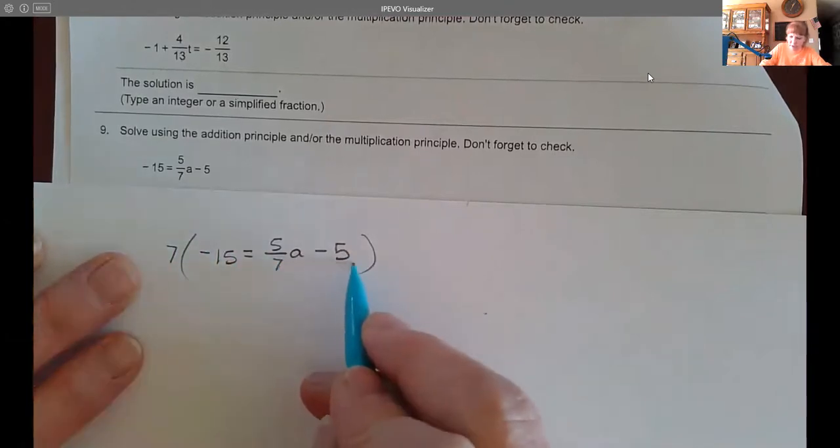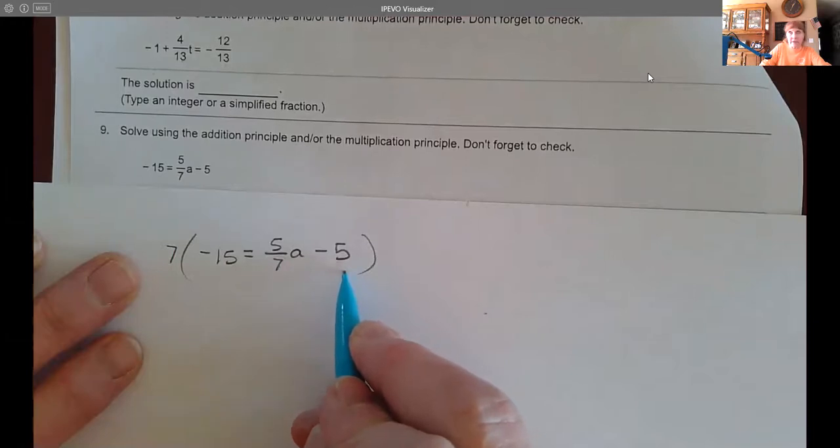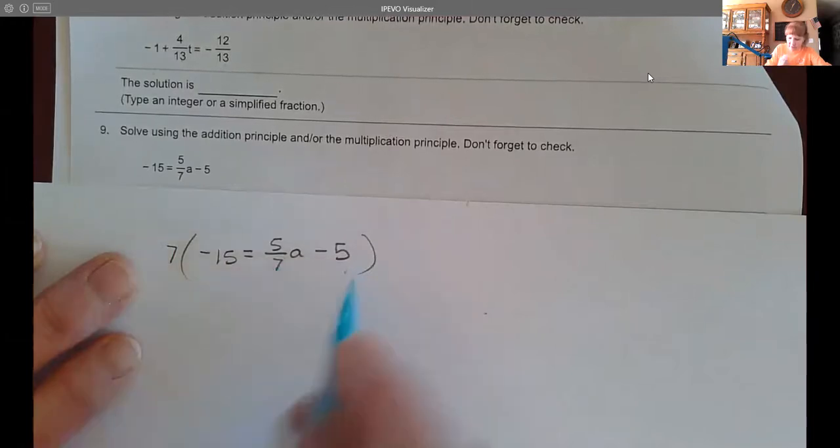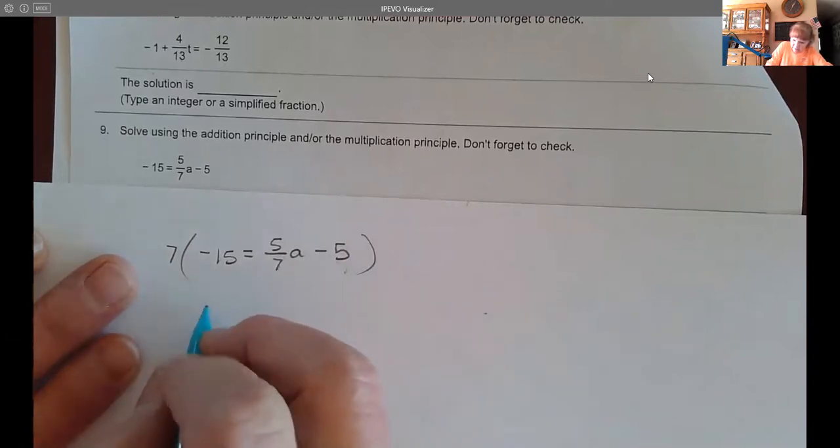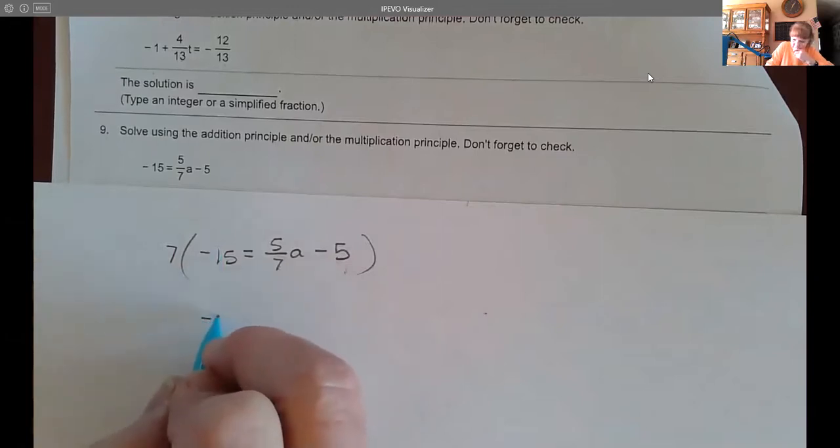If there had been a 2 here under the 5, I'd have done 14, because 7 and 2 go into 14. But anyways, 7 times a -5 is what? The -105?